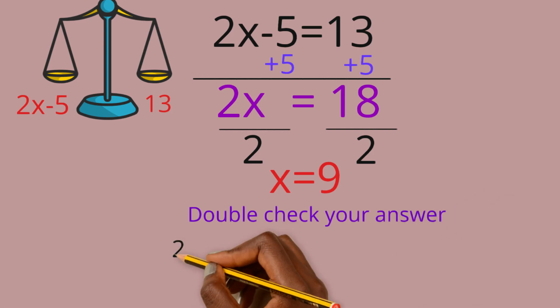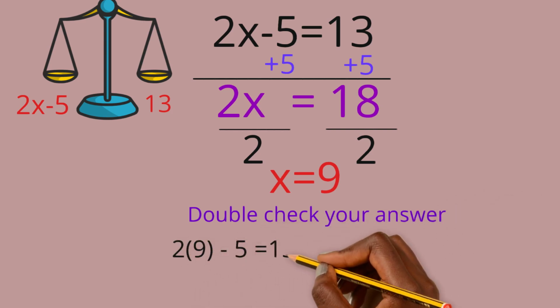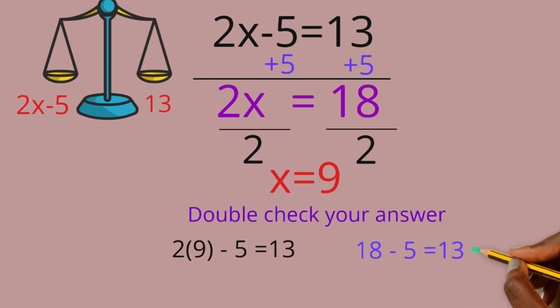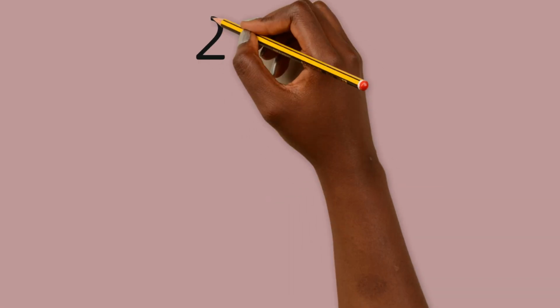We can double check our answer by removing the x from the equation and multiplying by 9. That will give us 18 minus 5, which is equal to 13. That statement is true, or that equation is true, so we know our answer is correct.